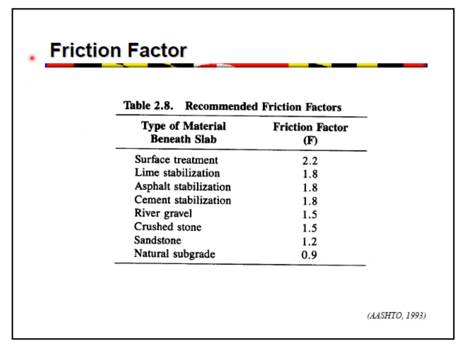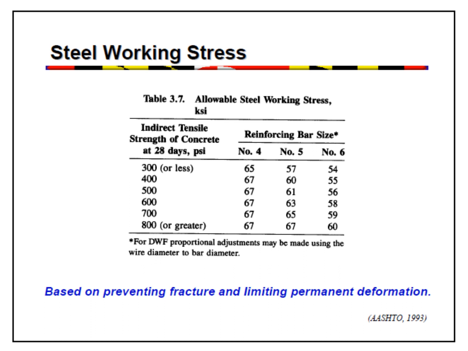Well, this slide is showing the friction factor table corresponding to different types of material beneath the slab. So in this way you can get the friction factor. This slide is meant for steel working stress, number 4, number 5, number 6 bars, and indirect tensile strength of the concrete at 28-day strengths are mentioned over here, and so we can get the allowable steel working stress in ksi from this particular table.